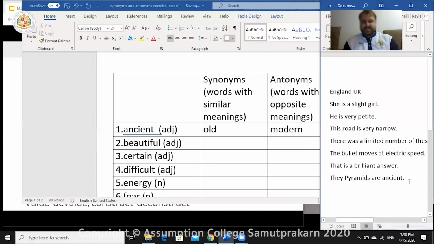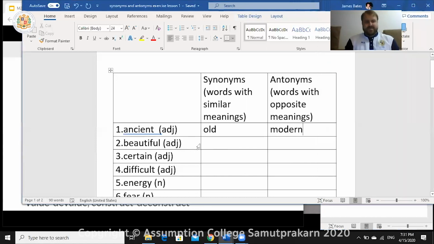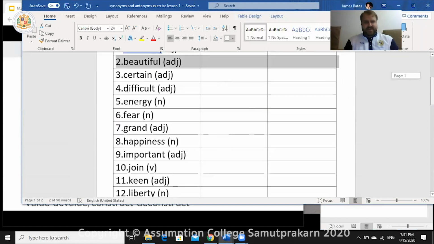The pyramids are ancient, whereas Siam Paragon is very modern. Okay, so ancient and modern are antonyms, the opposite thing, whereas the synonym, old, has the same meaning as ancient, maybe a simpler word. Let's look at the next one, beautiful. You want to know what beautiful means? What's a synonym of beautiful? Let's have a look. Is there a synonym of beautiful in the list?